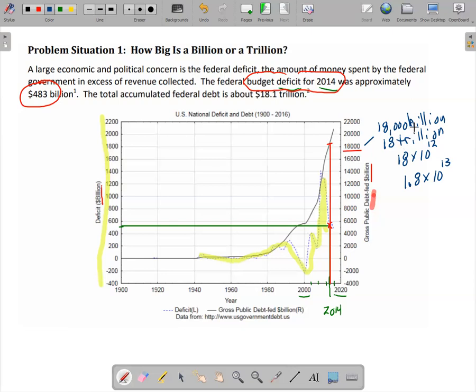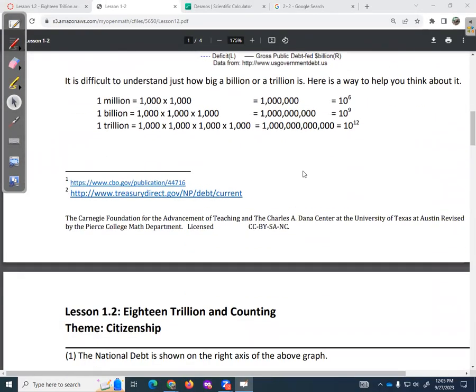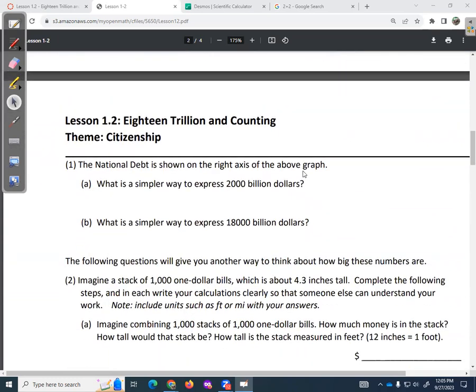All right, let's see what questions we have here. Next page, please. All right, so kind of like I was just addressing, there are different ways to state numbers. What's a simpler way to express $2,000 billion? What is a simpler way to express 18,000 billion? Right, so we could say 2 trillion and 18 trillion. Yeah, okay.